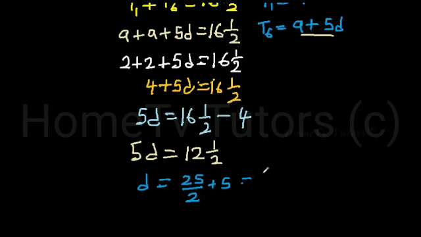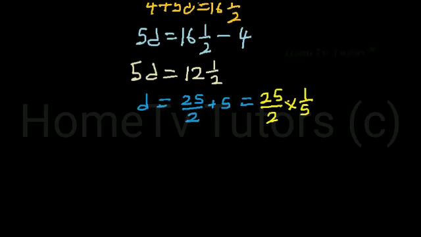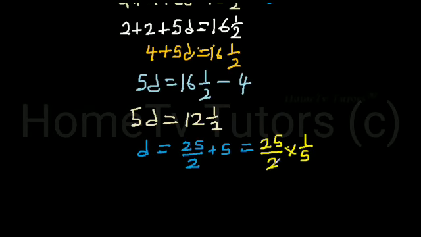Now if we convert the division sign to multiplication sign, we now have the 5 over 1 as 1 over 5. So now we can go ahead to divide. 5 goes in here 1, 5 in 25 is 5. So d is equal to 5 over 2. Now we convert back to mixed fraction. So 2 in 5 is 2 whole number 1 over 2.